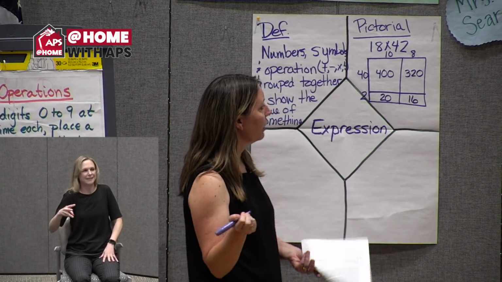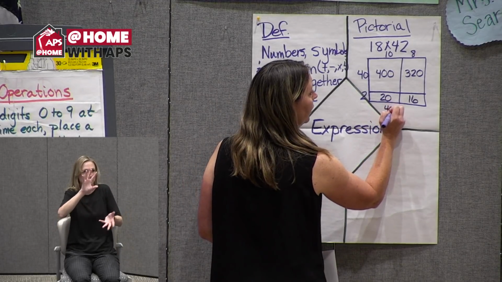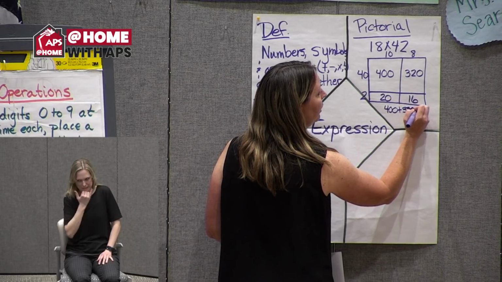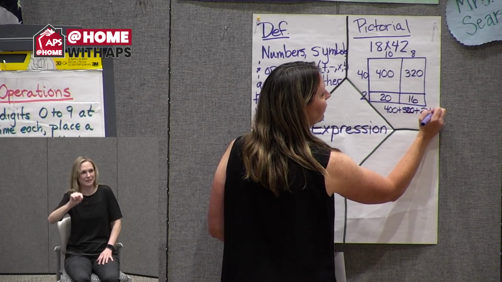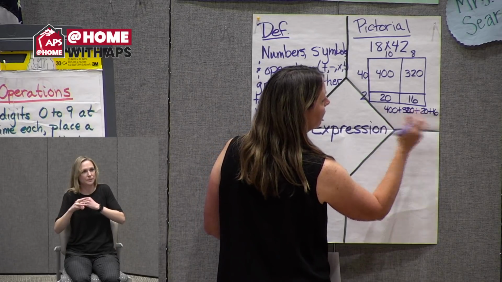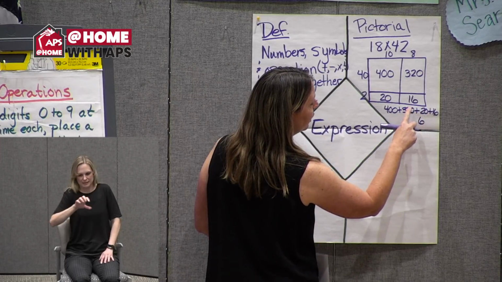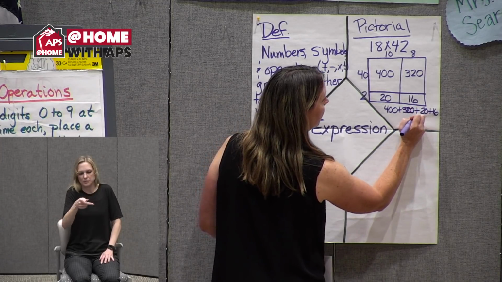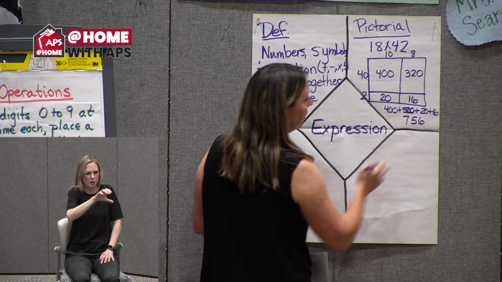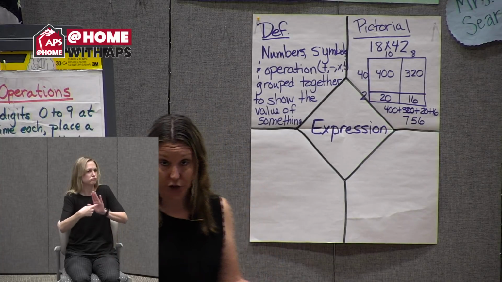And then with any area model, we put those all together. So 400 plus 320, plus 20 plus 16. So I'm going to add my ones, 6, then my tens, 10, 20, 30, 40, 50, and then my hundreds, 3, 4, and that gets us to 756. So that's an example of a pictorial expression.